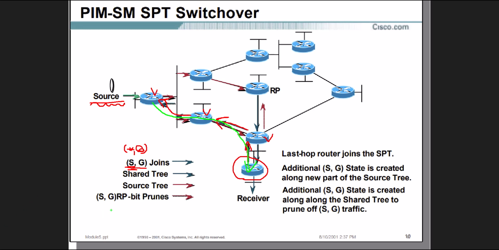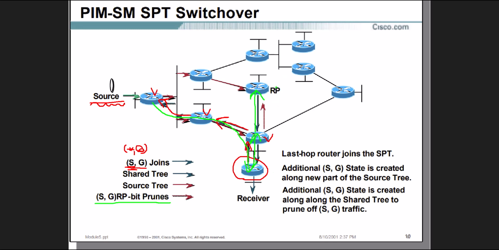The next thing which will happen, this receiver will send the special (S,G) RP-bit prune messages upstream towards the rendezvous point. So this way and this way, effectively telling the rendezvous point, "Hey, I do not need to receive this traffic from you anymore." Why does it not need this traffic? Because it has already established the direct path from the source to itself.